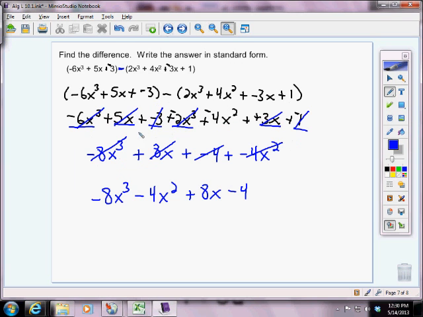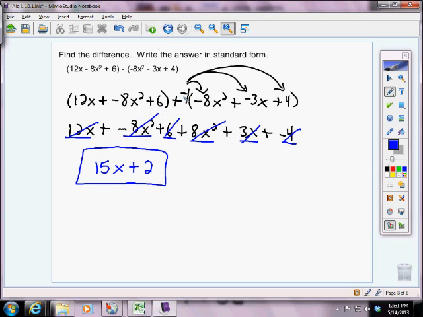So again, you can either think of it in terms of that you are subtracting every single one of these terms, or think of it as you're going to distribute a negative or a negative 1 to each of these terms. Either way, be careful to remember that you are subtracting everything in the second polynomial.